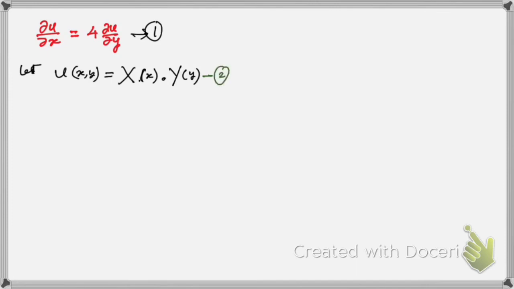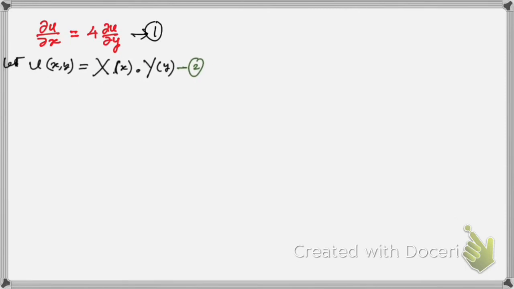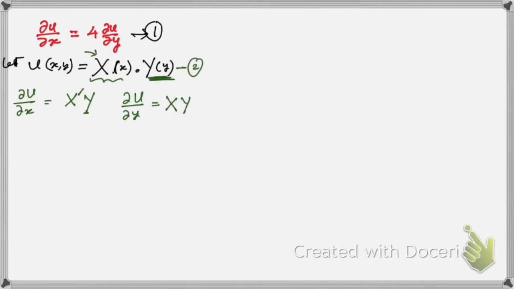Now you see, let us find del u by del small x. If you differentiate this with respect to small x, so this is the function of small x, so you will get X dash, and capital Y here should be considered as constant, as it is a partial derivative, right? Then del u by del small y, so this is the function of y, then capital X should be considered as constant now, so capital X Y dash, right? Now use these values in equation number 1.